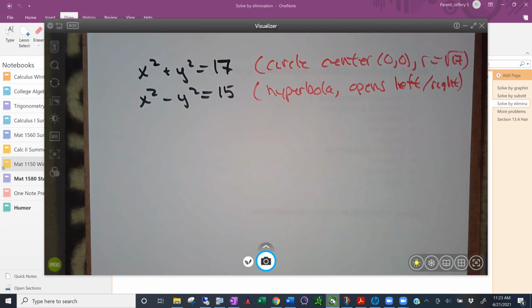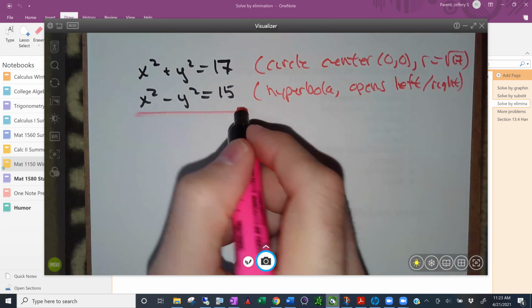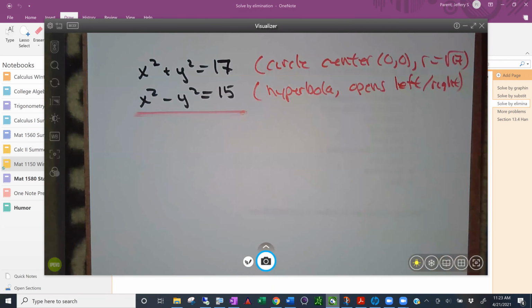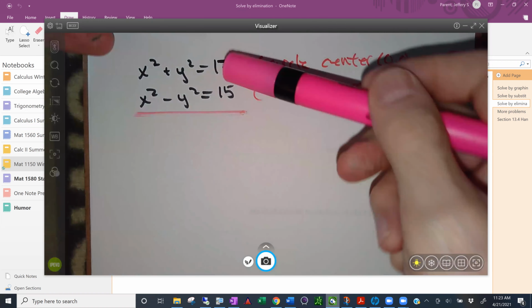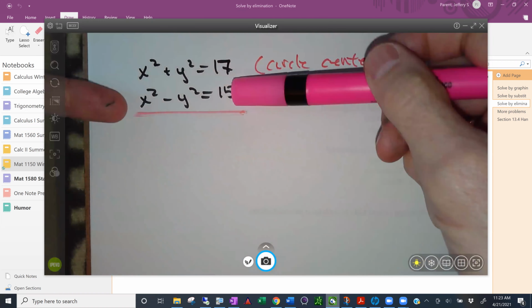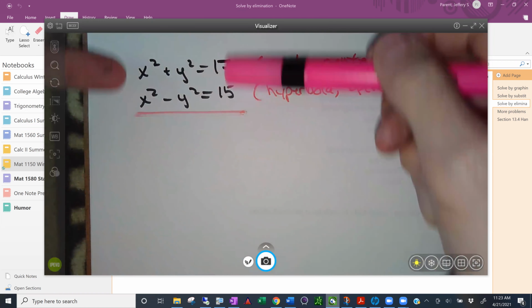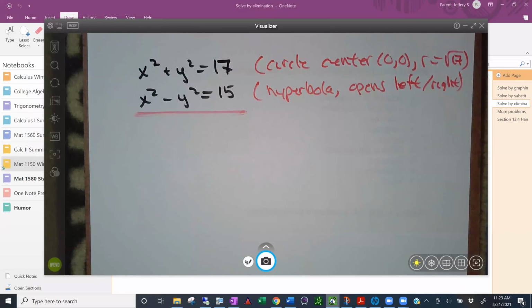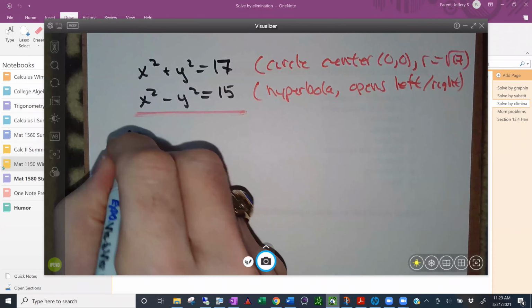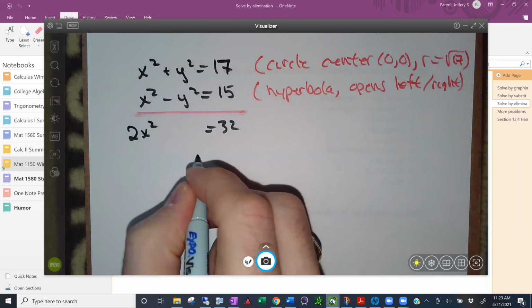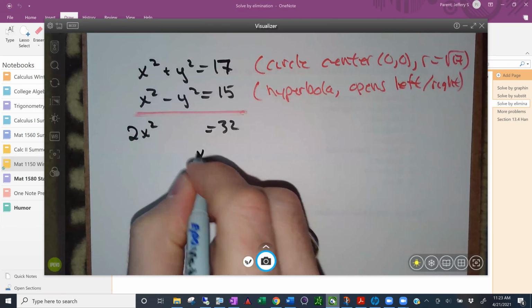This one is beautifully set up for the addition method. All we need to do is add those 2 together. Sometimes you're going to need to multiply one equation or the other equation or both so that you get what we're going to get here, which is some terms to cancel out. 2x squared equals 32. X squared equals 16.